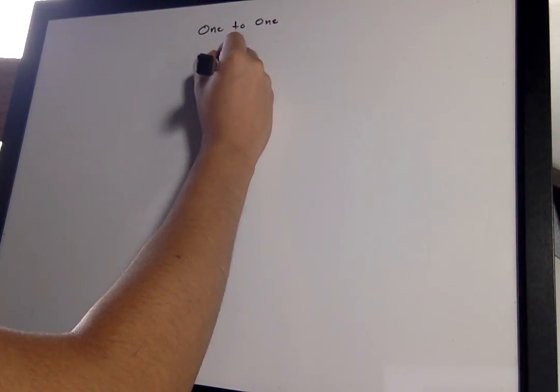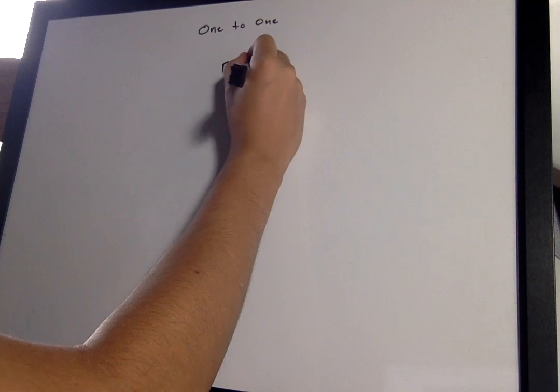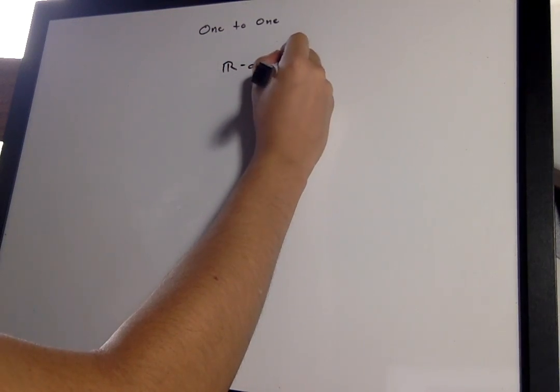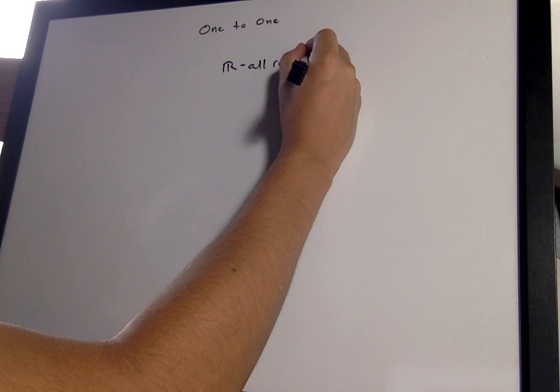Real numbers can also be written as a symbol. This means all real numbers.